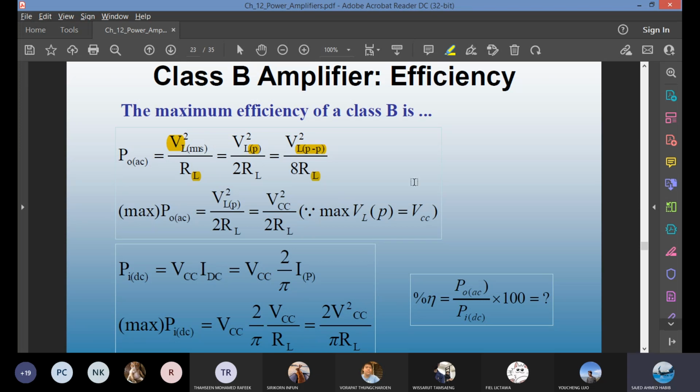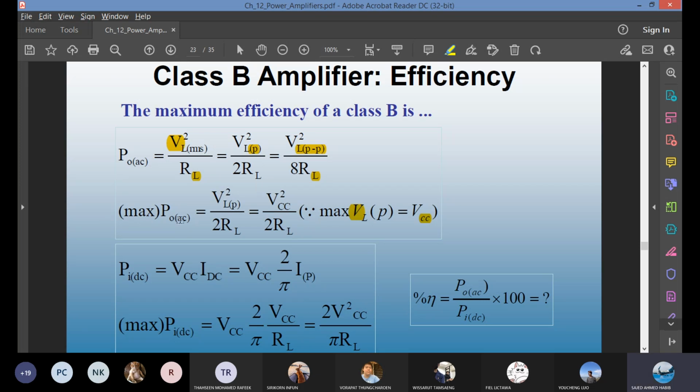In a class B amplifier, it will reach the maximum efficiency when the peak load voltage across the load resistor is the same as the input DC bias voltage VCC. It's possible. If load voltage is the full amount of VCC, you'll get maximum efficiency. What is the maximum efficiency of class B amplifier? From the table, you may see it is 78.5%. When VL peak equals VCC, it will be 78.5% max, not more than that.